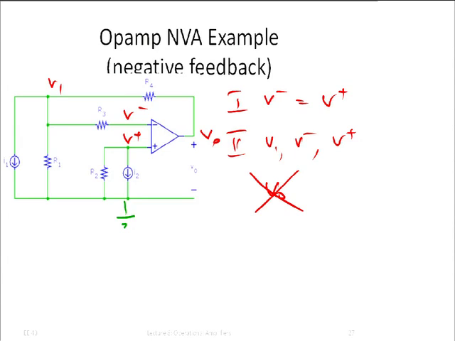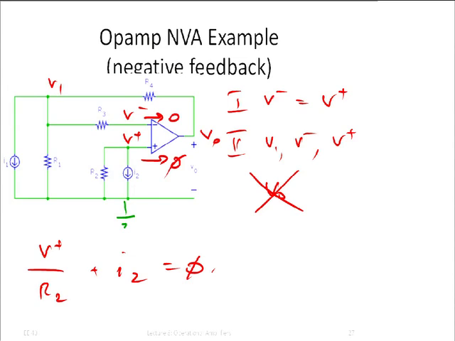V plus over R2 plus I2 equals 0. Are we neglecting the outlet because there's no current going in the outlet? That's right. Yes, these two currents, they're 0. Always. Otherwise, we have a bad op-amp.